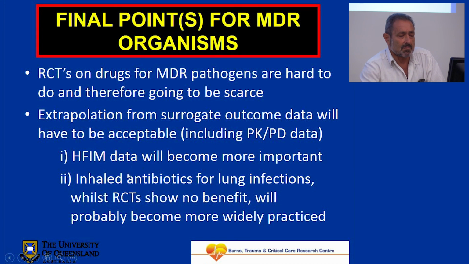The hollow fiber infection model will help us, and I haven't had time to talk about inhaled antibiotics, but that to me is how we're going to be looking at MDR organisms. Sure, there are RCTs showing that colistin and combination therapy is not better than colistin without the combination, but I think we're going to have to look at PK/PD endpoints and hollow fiber mechanisms to help us with MDR organisms.